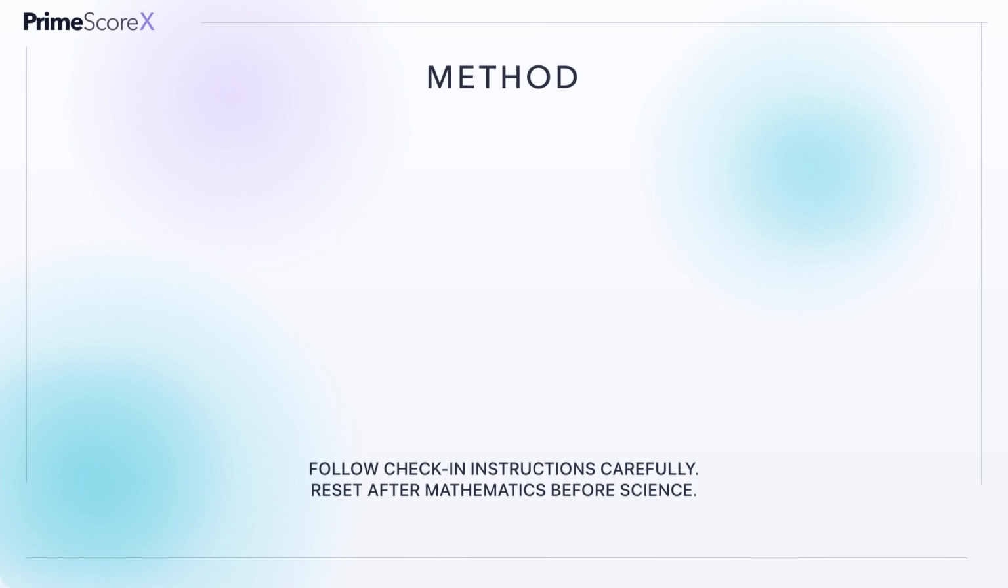Then continue the method. Step 3, follow check-in instructions carefully. Step 4, reset after mathematics before science. This is where most improvement happens, because you move from recognition to execution. You are not just saying, I understand the topic. You are proving that you can apply it correctly under TEAS-style pressure.